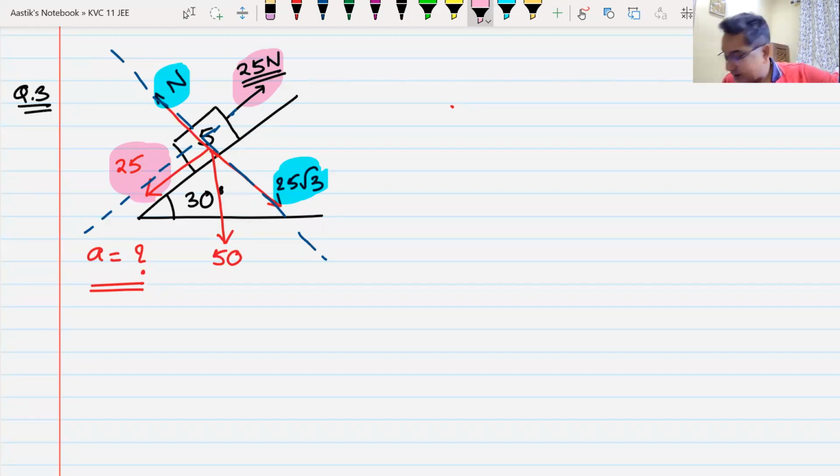I have drawn the free body diagram. 50 newtons is downwards. I have taken the sine theta component, 50 sine 30, which is 25, and 50 cos 30, which is 25 root 3. It does not move perpendicular to the plane, so N becomes 25 root 3. The upward force which is trying to pull it up is 25. The downward force which is trying to pull it down is also 25. That means it does not move. It remains at rest. Acceleration is 0. Do we understand this?